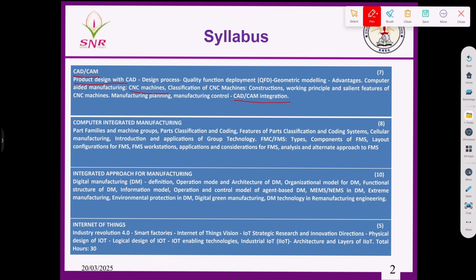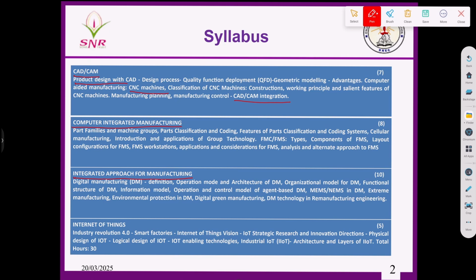The second module is computer integrated manufacturing, where the earlier concepts like CAD/CAM, their integration principles, and the introduction to group technology, and how group technology is used in manufacturing sectors, are highlighted. The third module is the integrated approach for manufacturing, where we will be discussing the concepts of digital manufacturing in detail: their operation mode, organizational mode, functional mode, informational mode, and so on.